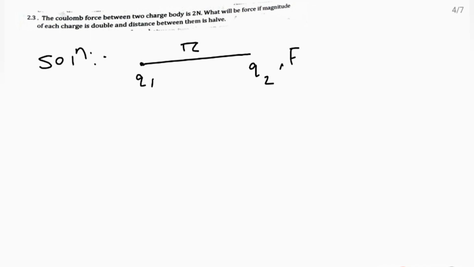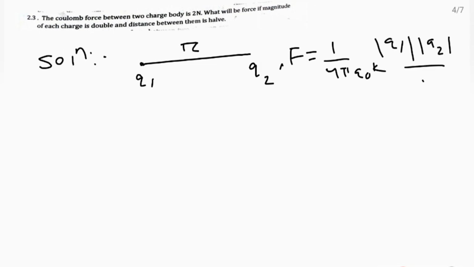So the next question was, the Coulomb force between two charged bodies is 2 Newton. Then what will be the force if the magnitude of each charge is doubled and the distance between them is half? So, same question. Initially suppose there are two point charges q1, q2 separated by a distance r. So what will be the force? 1 by 4 pi epsilon k, q1 modulus into q2 modulus by r square, and this force value is given as 2 Newton. This is equation 1.